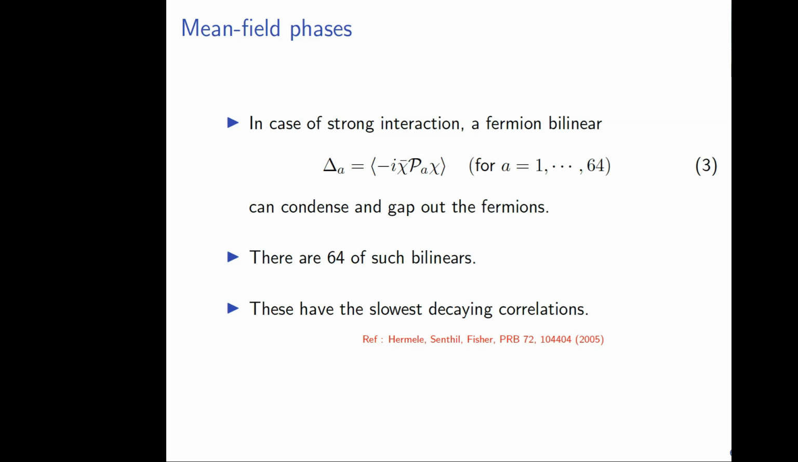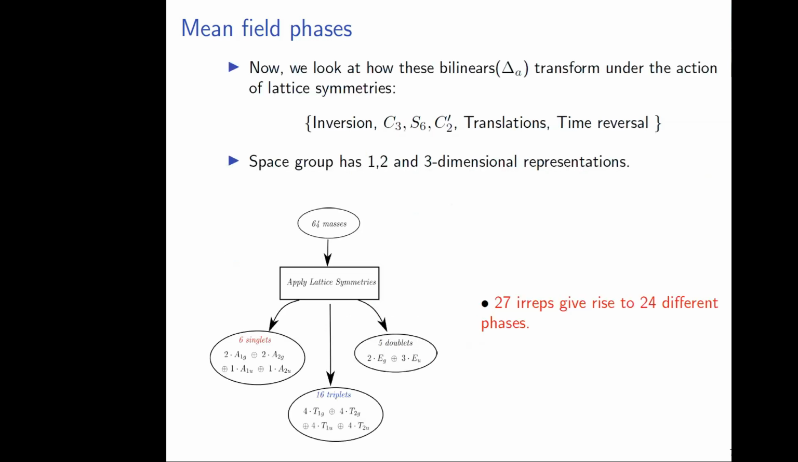So basically these delta A transform under the lattice symmetries. And then they form a 64 dimensional representation of the lattice symmetries. But the lattice symmetries only have 1, 2, and 3 dimensional representations. So basically the 64 dimensional representation that the delta A form breaks up into different smaller irreps.